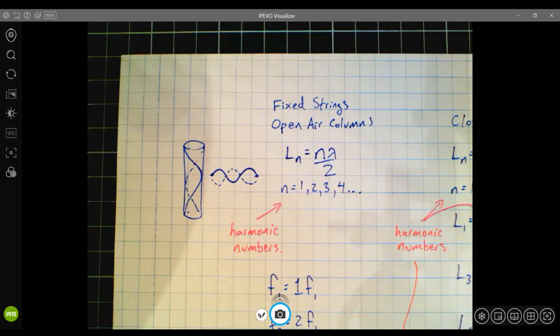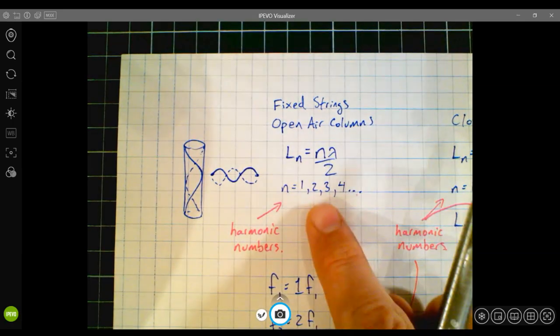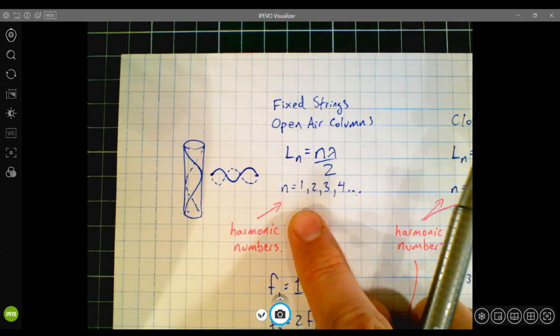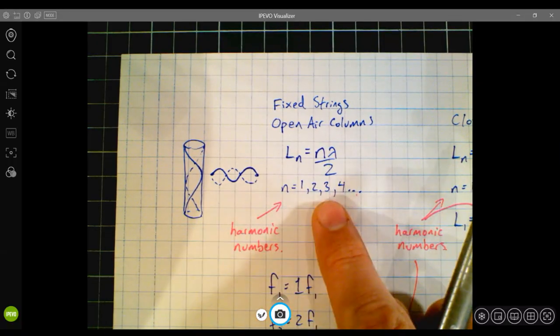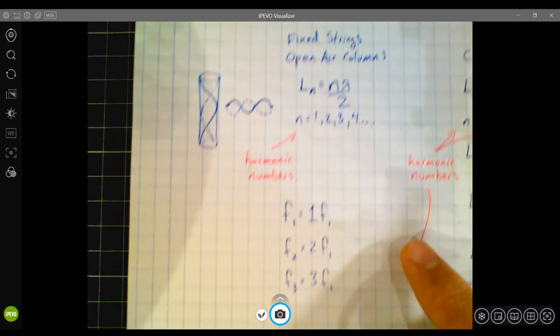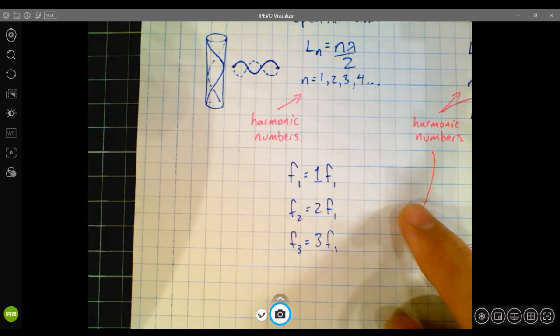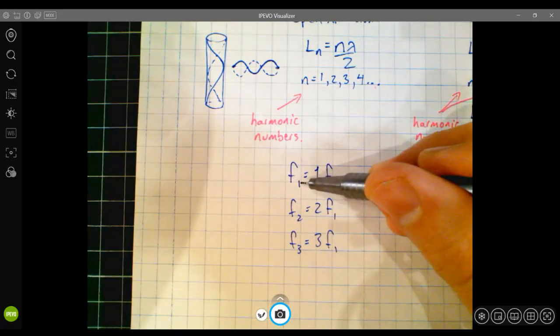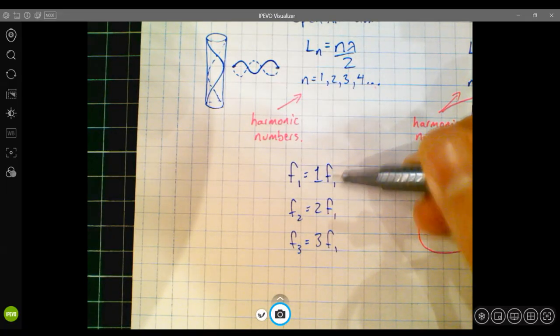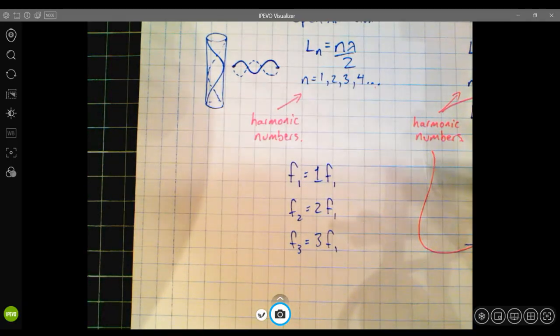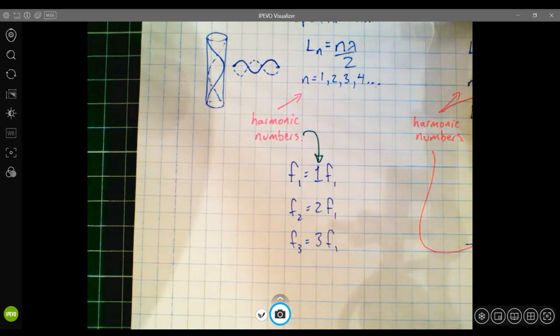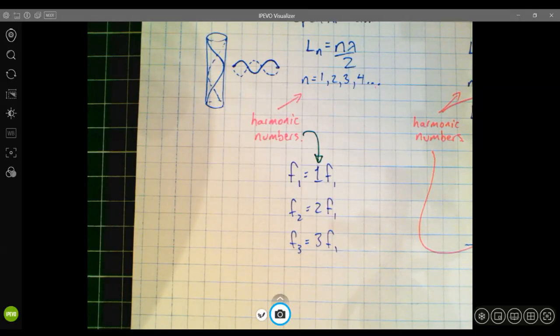Just a reminder, fixed-ended strings have this equation where the n values represent harmonic numbers. Open-ended air columns share the same equation. Also, for both fixed-ended strings and closed-ended air columns, we say F1 is equal to 1 times F1. F2 is equal to 2 times F1. F3 is equal to 3 times F1, where you notice that each of these coefficients corresponds to a harmonic number.